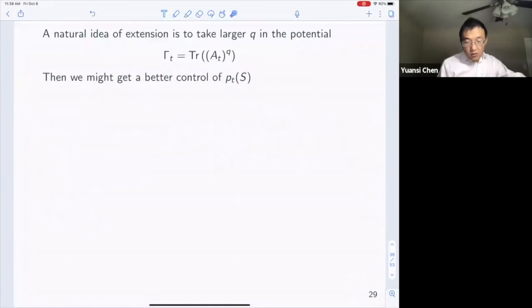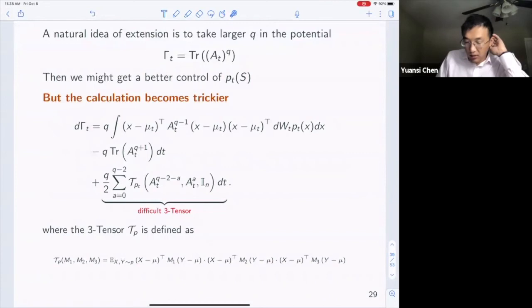So it is a natural idea to extend their paper by just taking a larger power here, like A_t to the power Q. Because you take a larger power, you get a better approximation of the spectral norm of A. But the calculation just becomes trickier. I think they also explored this idea, but there was some difficulty. You can try to take the derivative of this trace of A_t to the power Q. You have some martingale part that is normal, you have some negative part, and then you have a kind of third order tensor part, which for a long time we didn't have good ways to control.